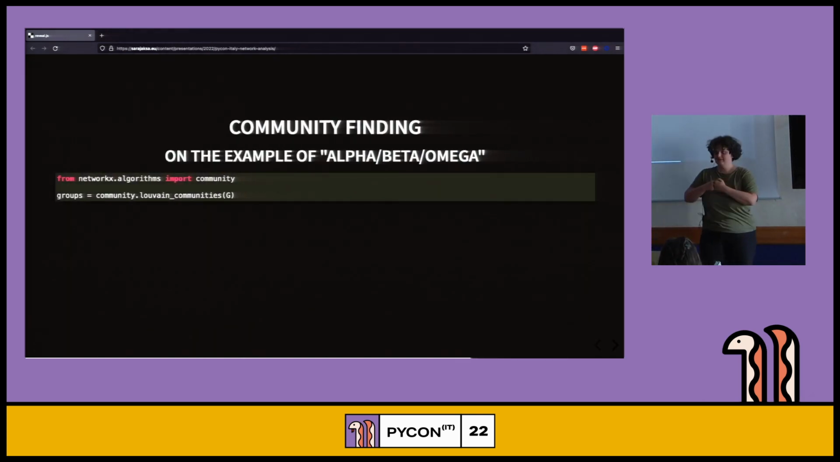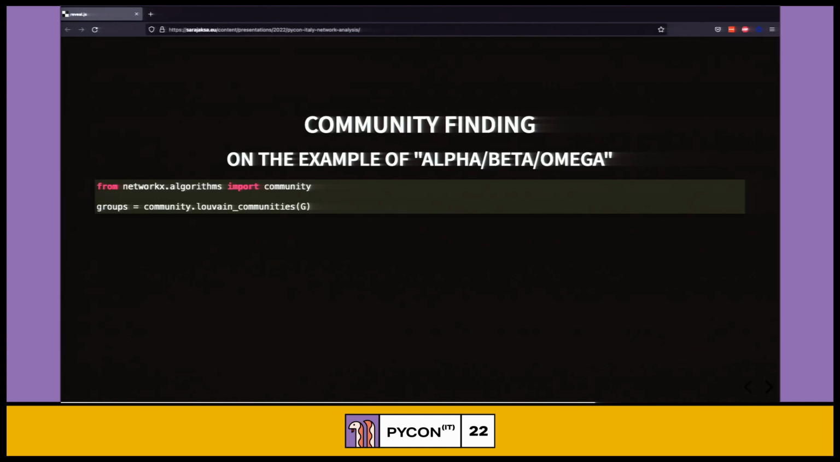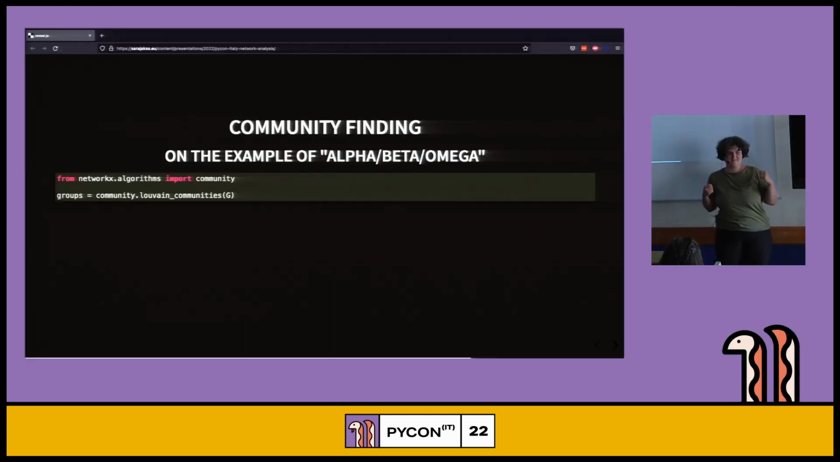Okay, the last point. You can also try to find the community. So these are types of graphs which are more divided, which are more closely connected with each other than with the rest of the graph. And for this, I'll use the example of alpha, beta, omega, which is a trope in fan fiction where the people have secondary gender.